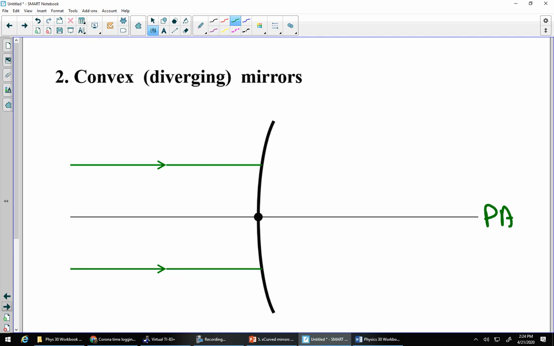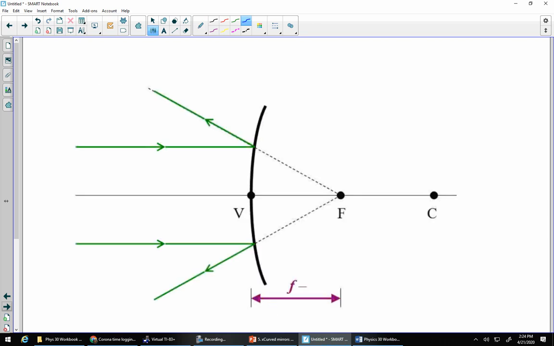They're going to diverge away. So in this case, we've got the shiny side of the mirror. I'm going to highlight it in blue here. Shiny side of the mirror is here. Light is going to bounce off of it, and it's going to, in this case, bounce away or spread out.